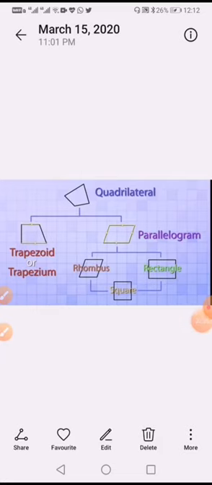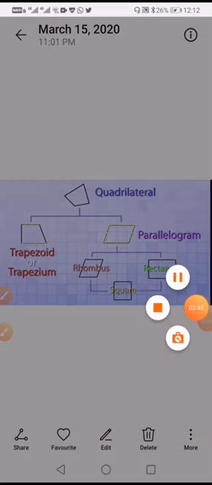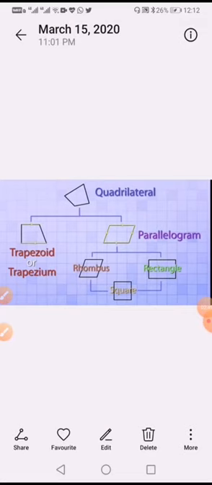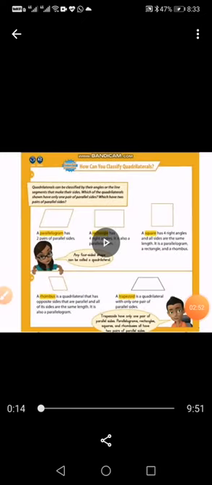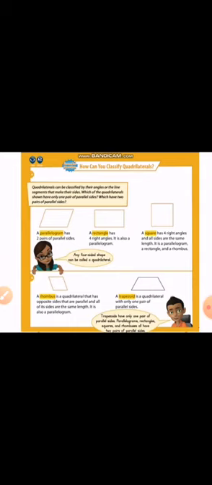The full order from the top: quadrilateral, parallelogram, rhombus, rectangle, square. So again, the parallelogram has 2 pairs of parallel sides. A rectangle has 4 right angles and also 2 pairs of parallel sides. A square has 4 right angles and all sides are the same length. It is a parallelogram, a rectangle, and a rhombus.